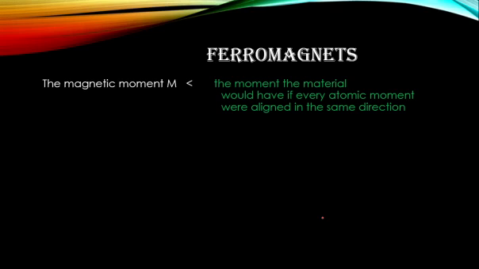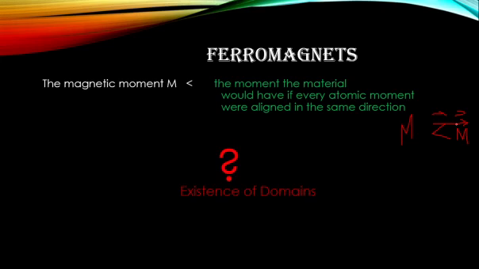Now, another feature found in a ferromagnet is that if you measure the magnetic moment of a given material, it will always be less than the moment the material would have if every atomic moment were aligned in the same direction. If all the atoms were arranged in the same direction, we would have a particular magnetic moment, say capital M. But what is obtained is always less than the sum of the moments of the atoms in the material. Why is that happening? The answer is the existence of domains, which leads to a decreased resultant magnetic moment.